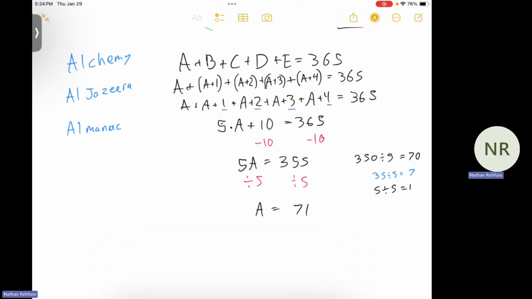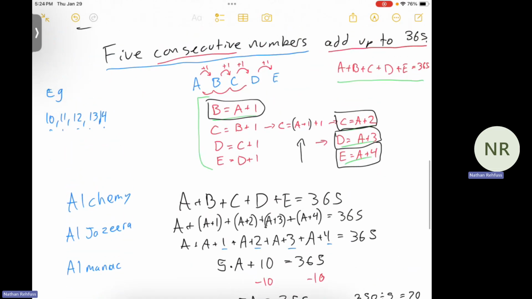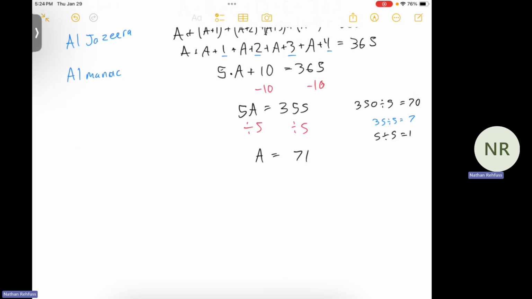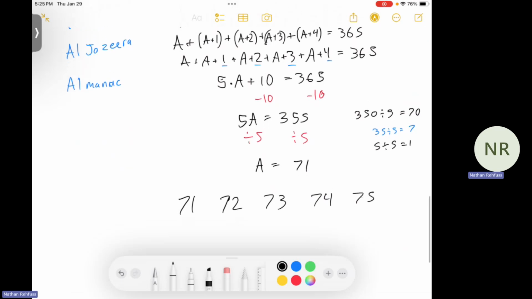That's the end of step 5 for this problem. We solved our equation for one variable. Now we need to translate our solution back into the language of the problem. Solve for any remaining unknowns. A was 71. B was 1 more than A. So B is 72. C is 73. D is 74. And E is... I didn't need to write that. E is 75. There's 5 consecutive numbers. The 5 consecutive numbers are 71, 72, 73, 74, and 75. That's our solution in English.